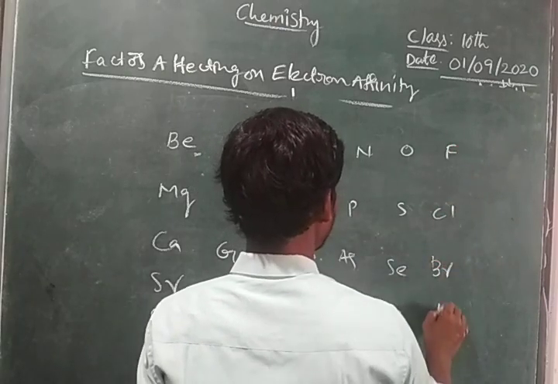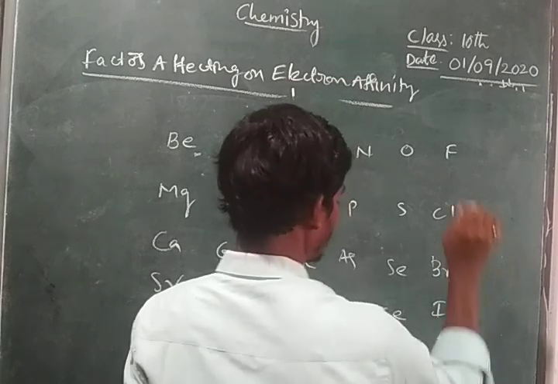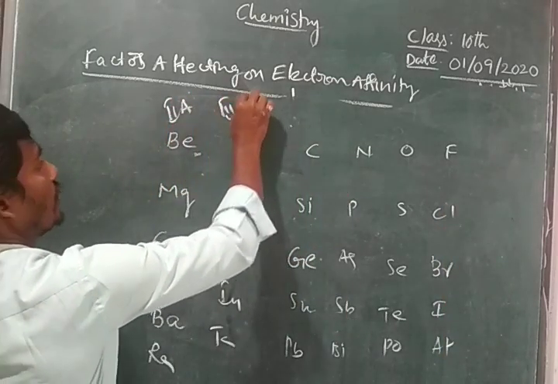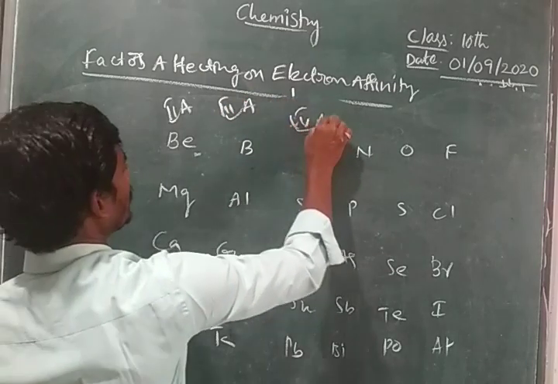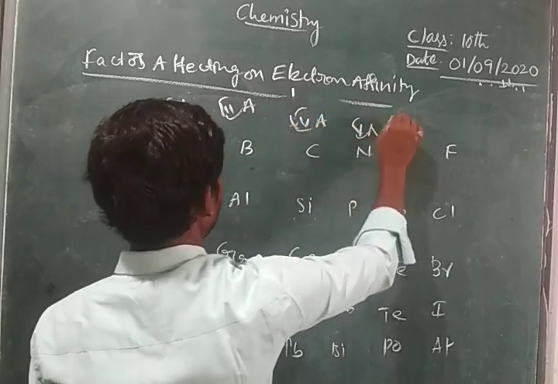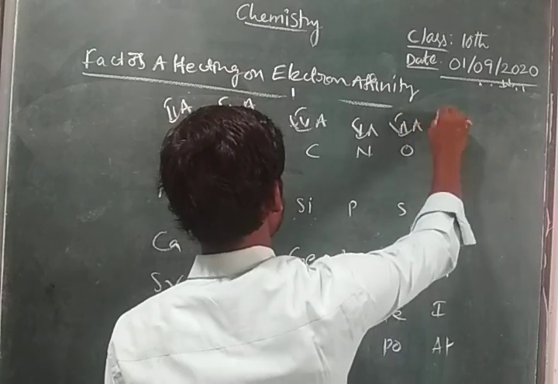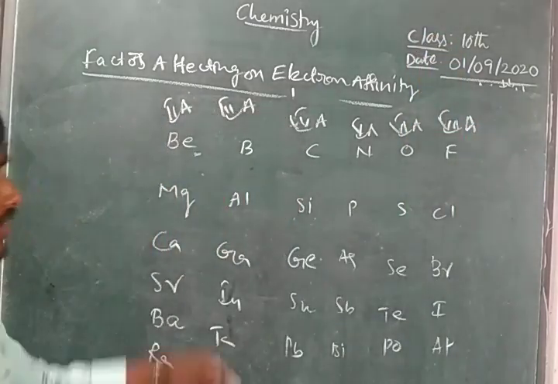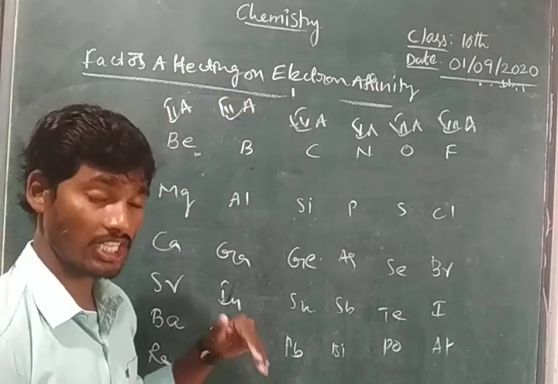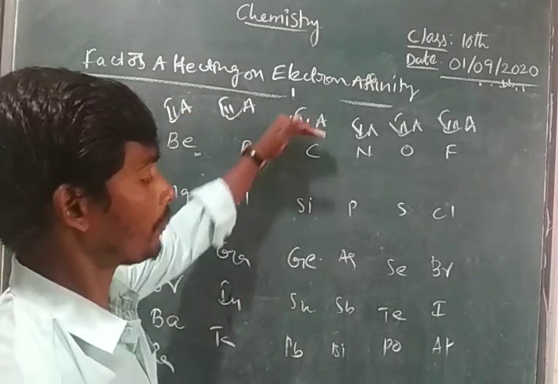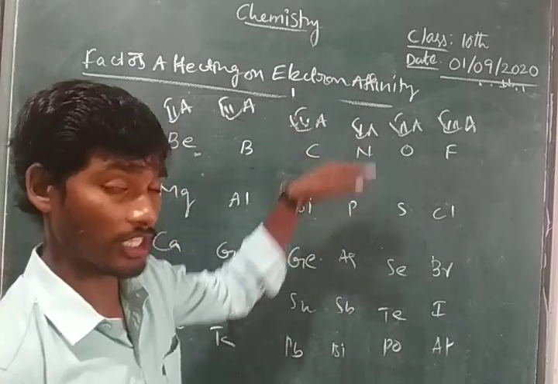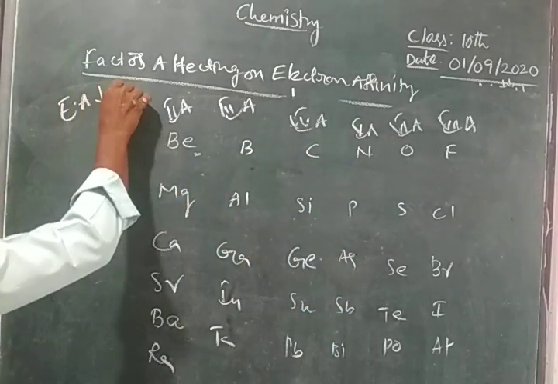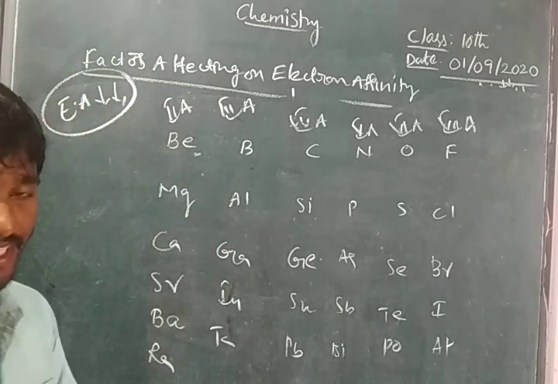Fluorine, bromine, iodine. So here we have to consider the second A group, third A group, fourth A group, fifth A group, sixth A group, seventh A group. Right, children? So in general, what I am saying here is that from top to bottom in groups, electron affinity values decrease.